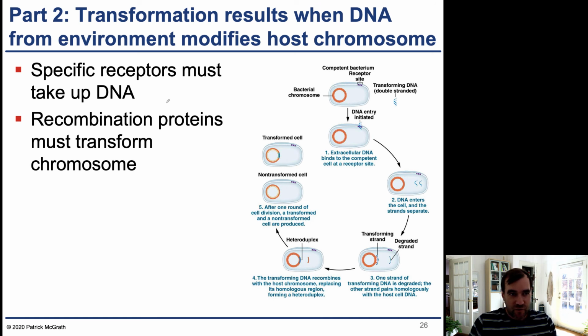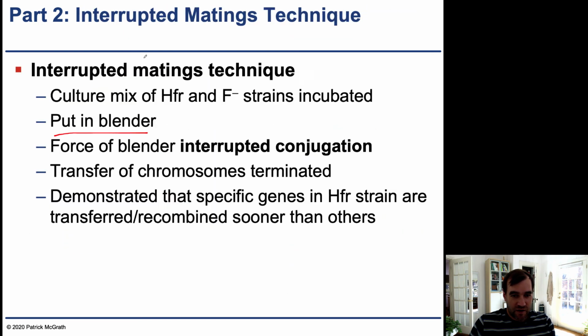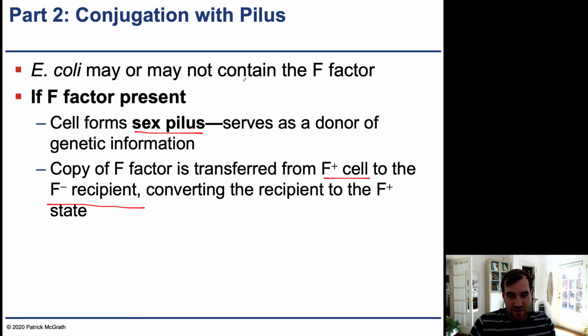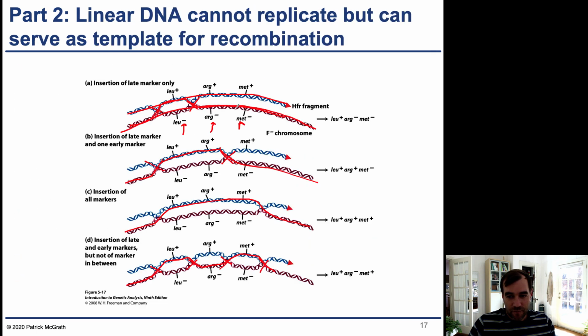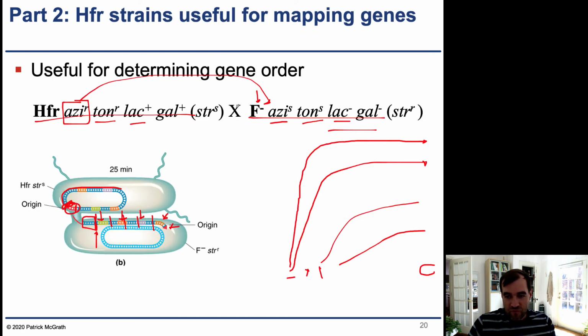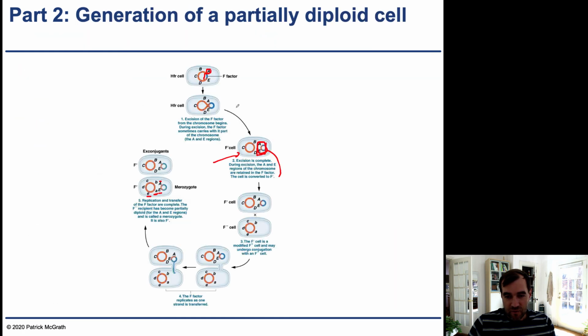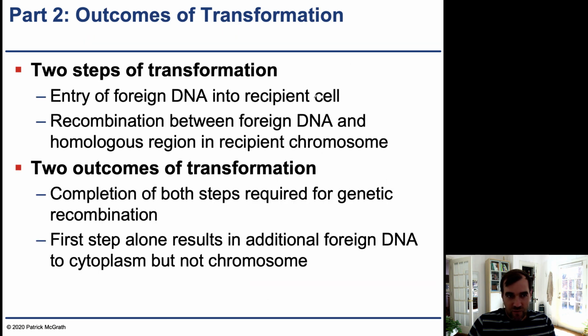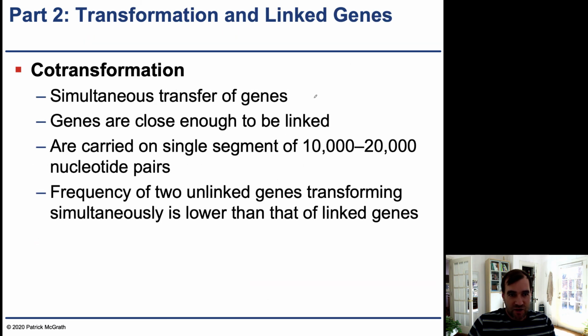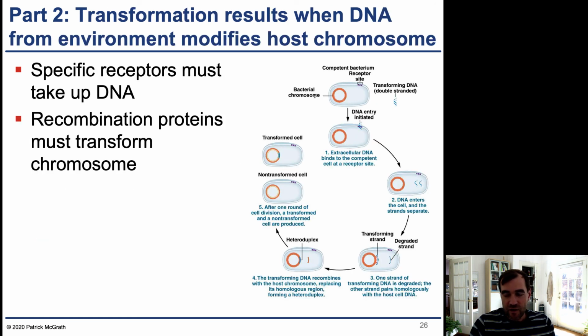All right, so we'll end part 2 with just a little bit on transformation. Transformation, as we talked about right at the beginning, was the process of free DNA being taken up by the cell. And following along with conjugation will hopefully make understanding transformation very easy to follow.